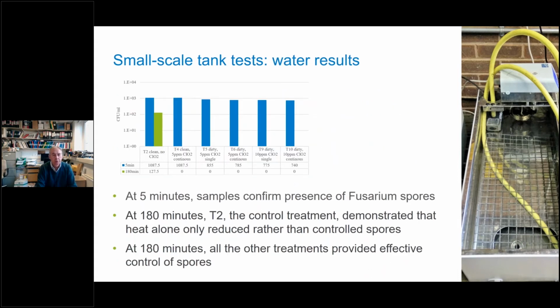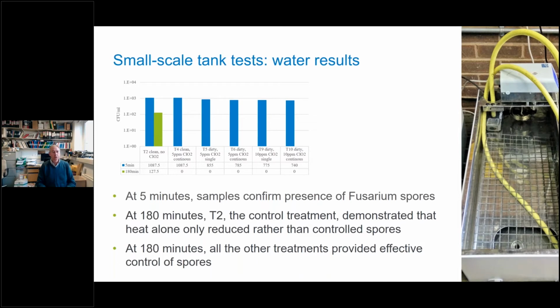So this is the results of the small scale tank tests. And it takes a little while just to get your head around this. So the blue bars indicate the level of spores, as in colony forming units, across the treatment types. So treatment 2, which was clean water, treatment 4, which was 5 parts per million continuous, treatment 5, which is 5 parts per million single, etc., etc. So 10 parts per million as well.